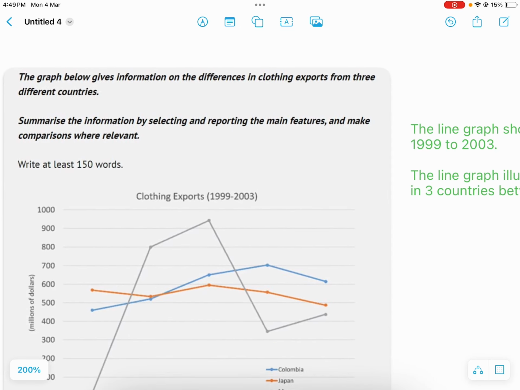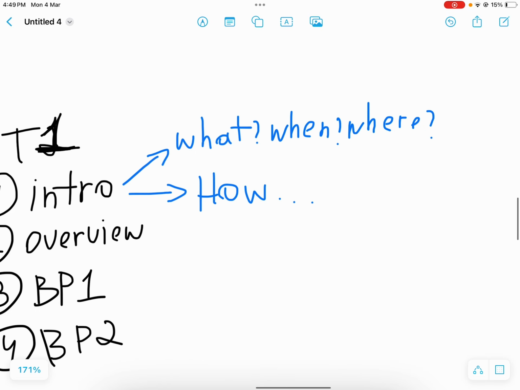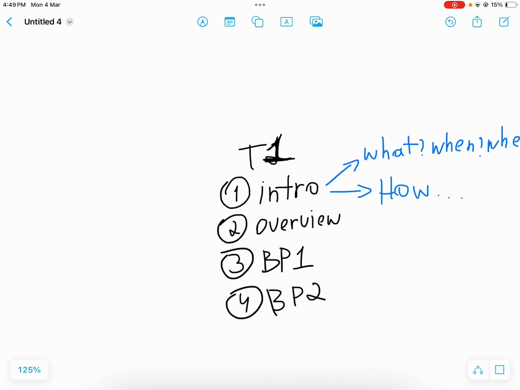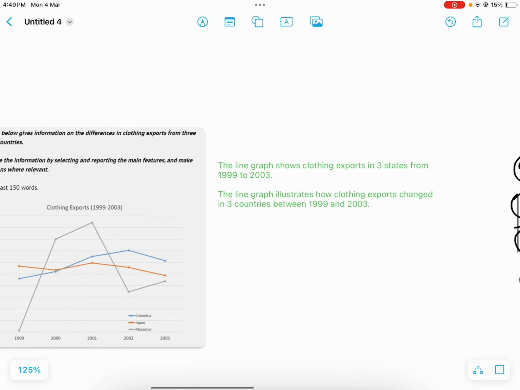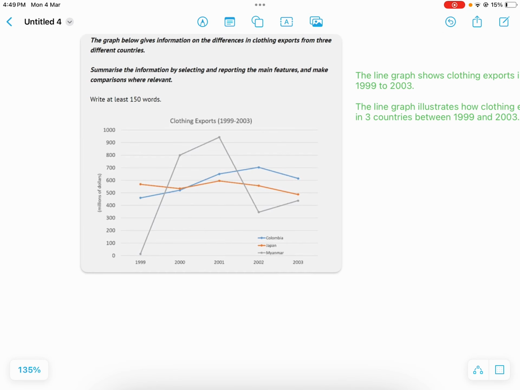So to do this, we can go 2 ways. First, it's called what, when, and where. So what is that? We have to answer these questions. So what is this graph about? It's about clothing exports. So that's simply the name of the graph.